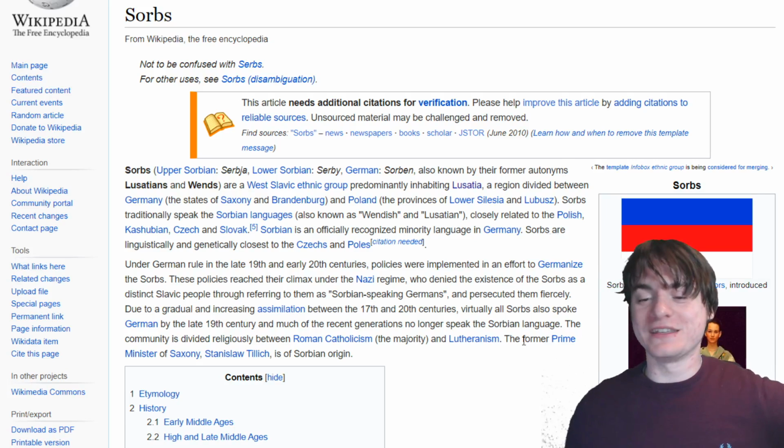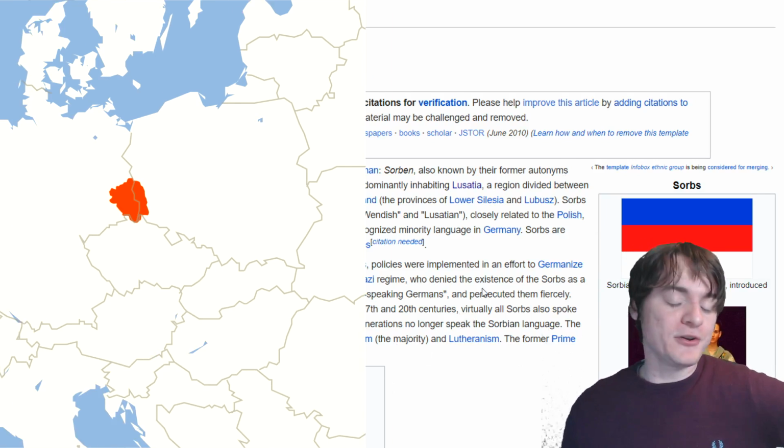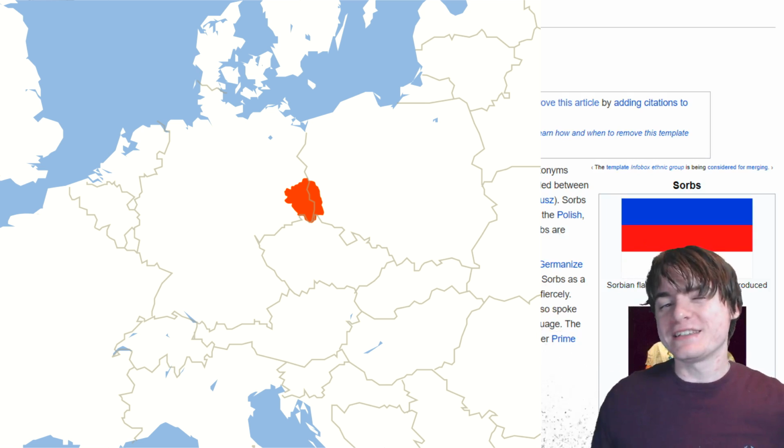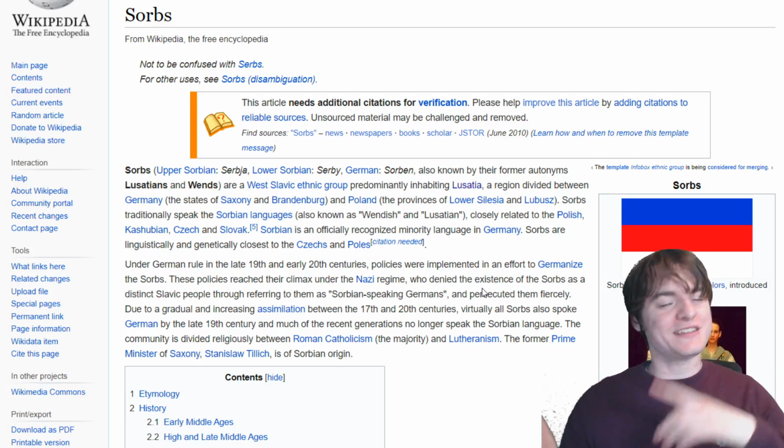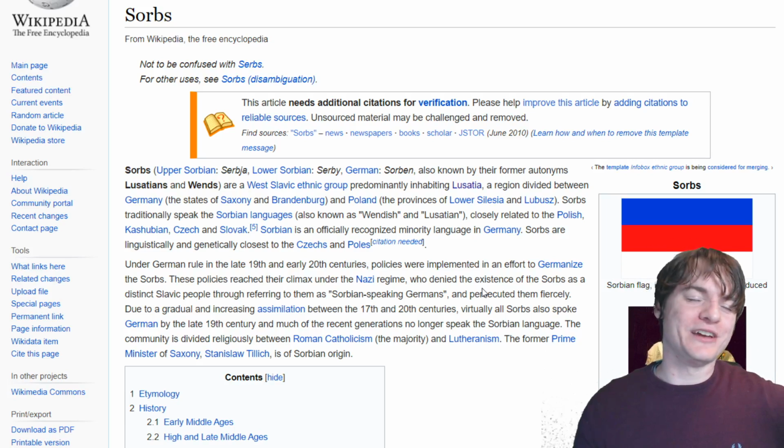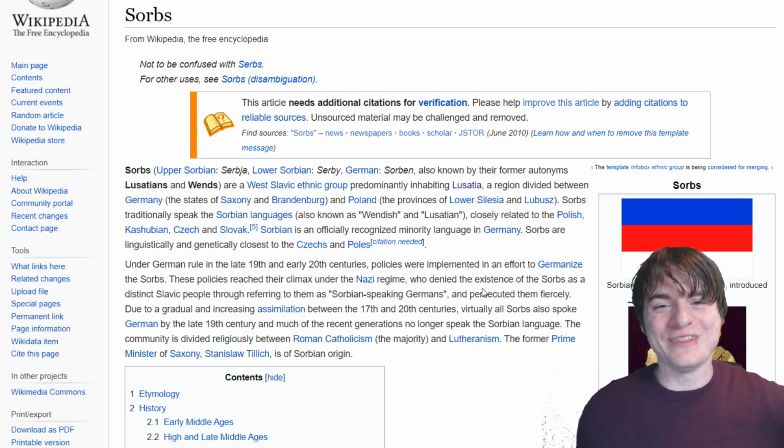Here are the Sorbs. This is an ethnic group that is mostly inside of Germany. It used to be fully inside of Germany at some point, but German borders moved in the last half of the 20th century. There's a lot of fun reasons why. You should read into it, but you guys heard of World War II and the aftermath?